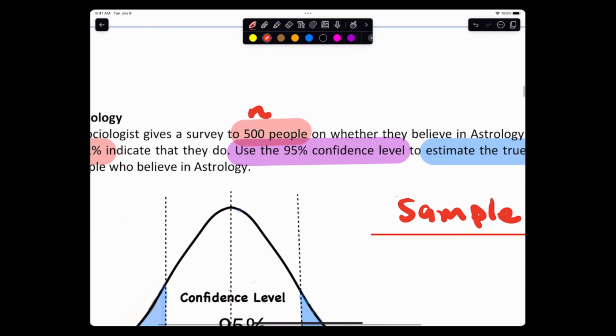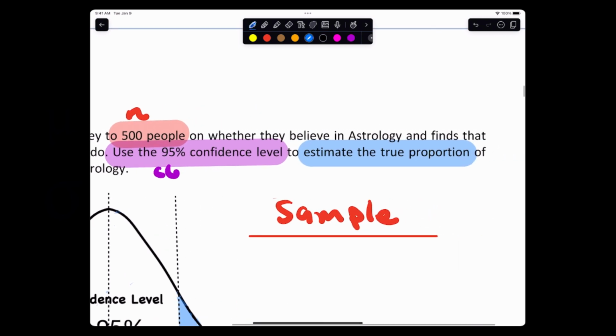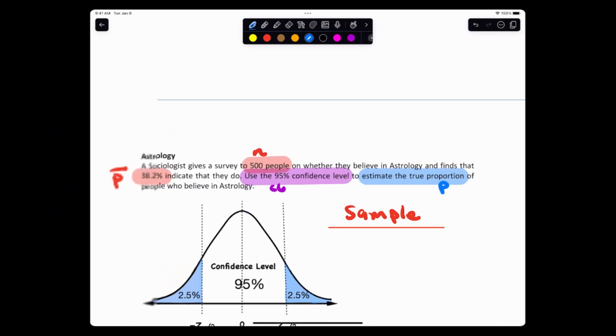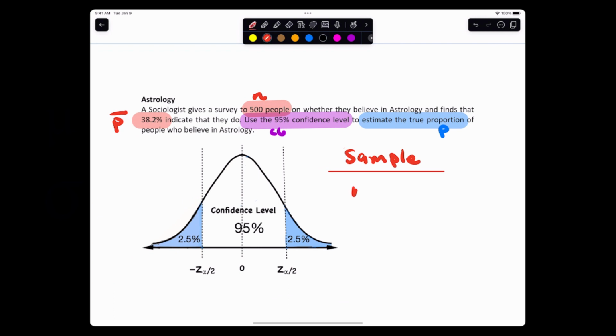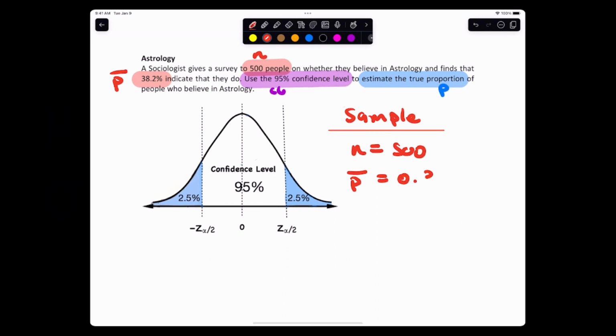95%, what's that? Good. And estimate the true what? It's P. So, ladies and gentlemen, what's your sample? Write down 500. What's the sample proportion? You might want to put down the decimal version, because you're going to use it. Confidence level is going to be .95.